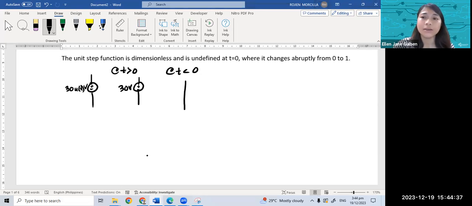Okay. Since u of t is 0 before t and 1 after t, how about if we do it like this: negative t, u of negative t volts?